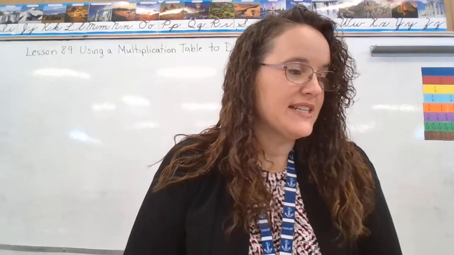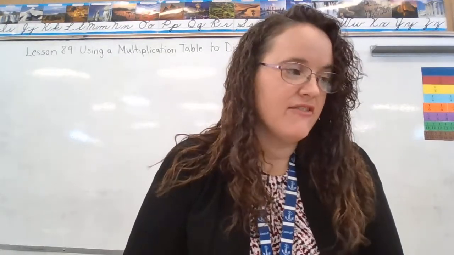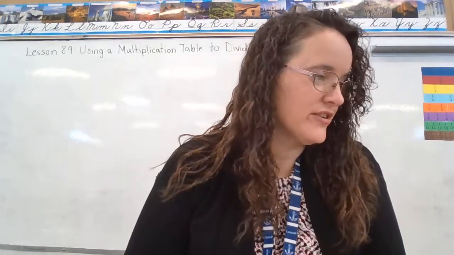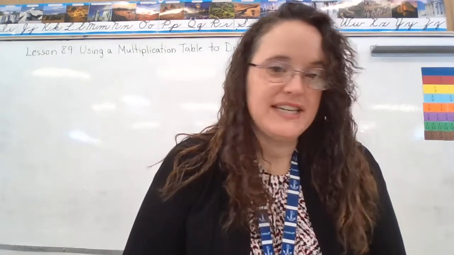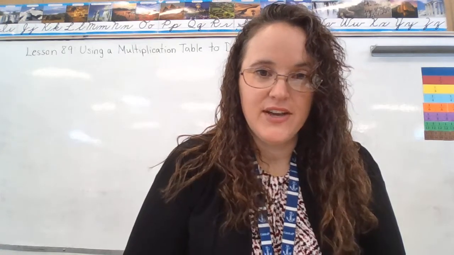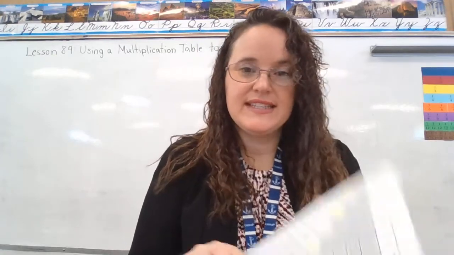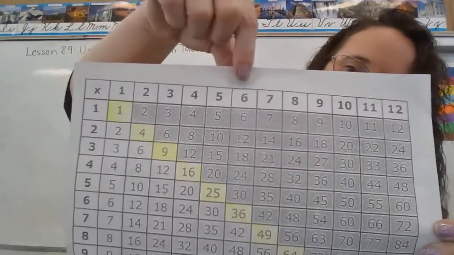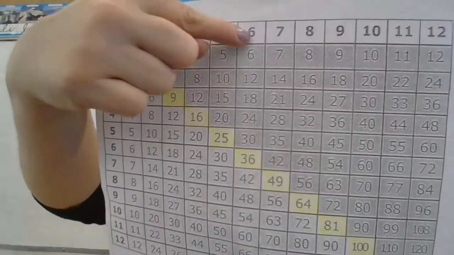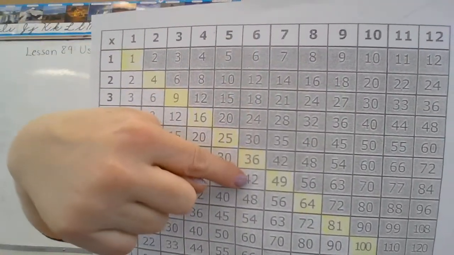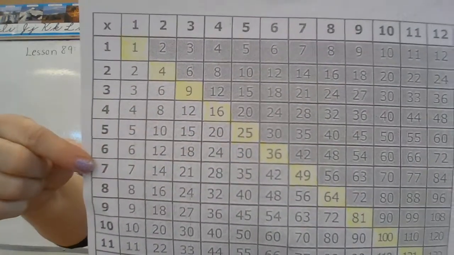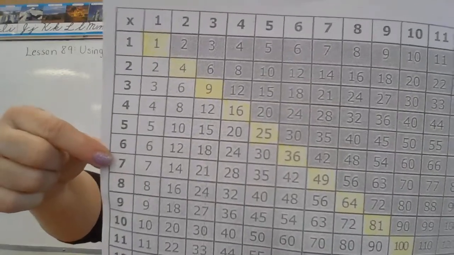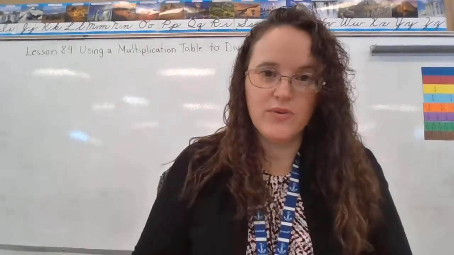The next example says the farmer planted an array of 42 trees in the orchard with 6 trees in each row. How many rows of trees did the farmer plant? So he planted a total of 42 trees. There were 6 trees in each row. So we want to find our 6, go down, find the 42 in the 6th column, and then go over. 7 times 6 is 42.